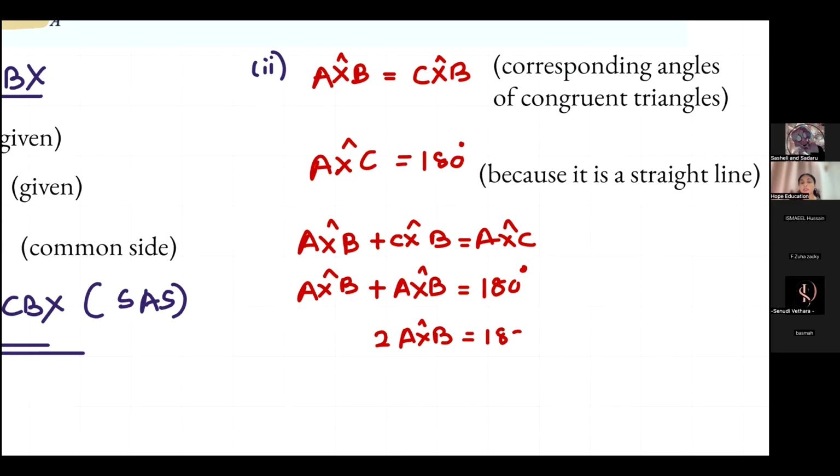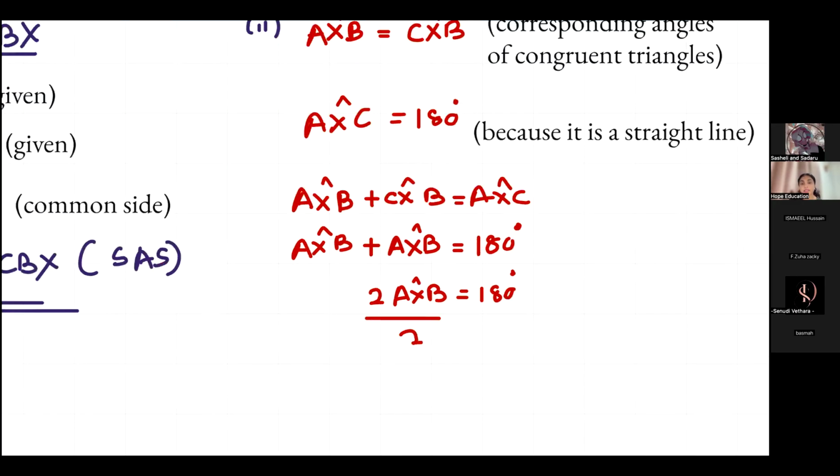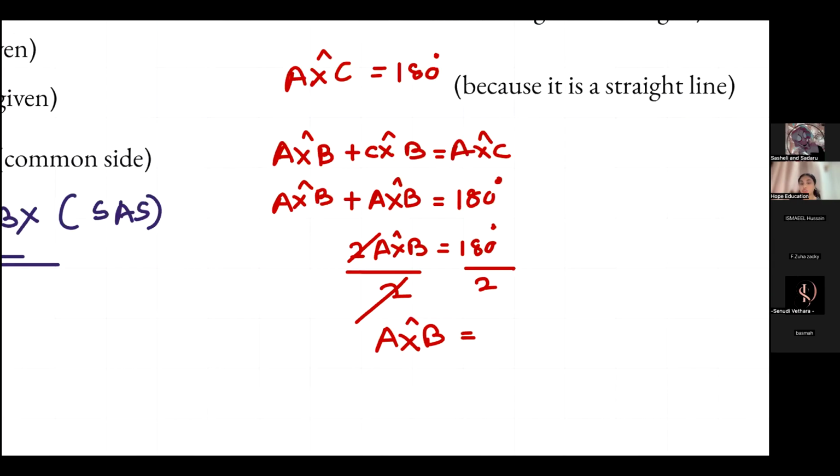Now I divide both sides by 2. Then this 2 and this 2 get cancelled. AXB is equal to 180 divided by 2, which is 90. And that is exactly what they're asking you to prove. Is that clear to you, Lamai?